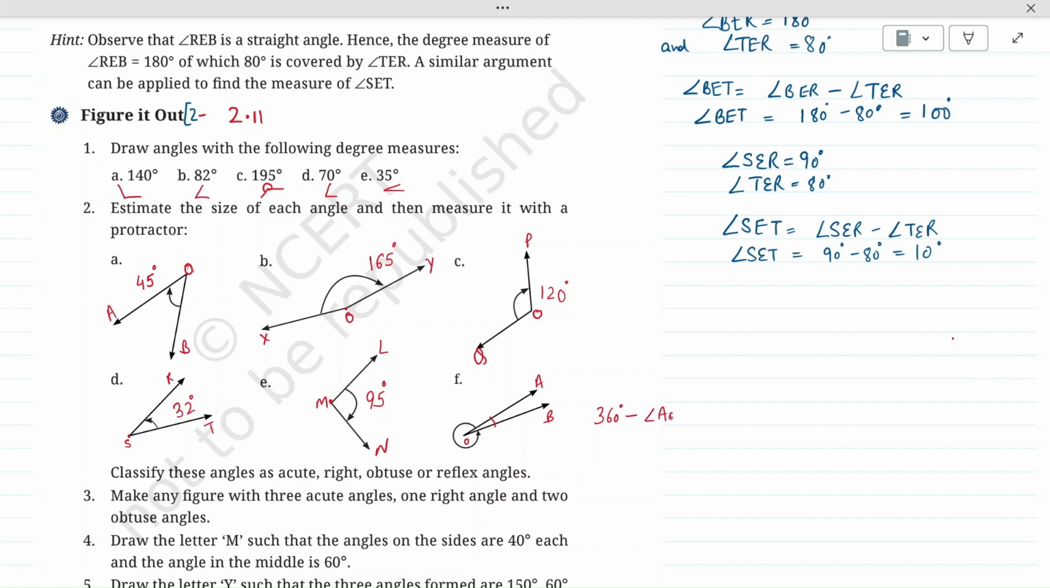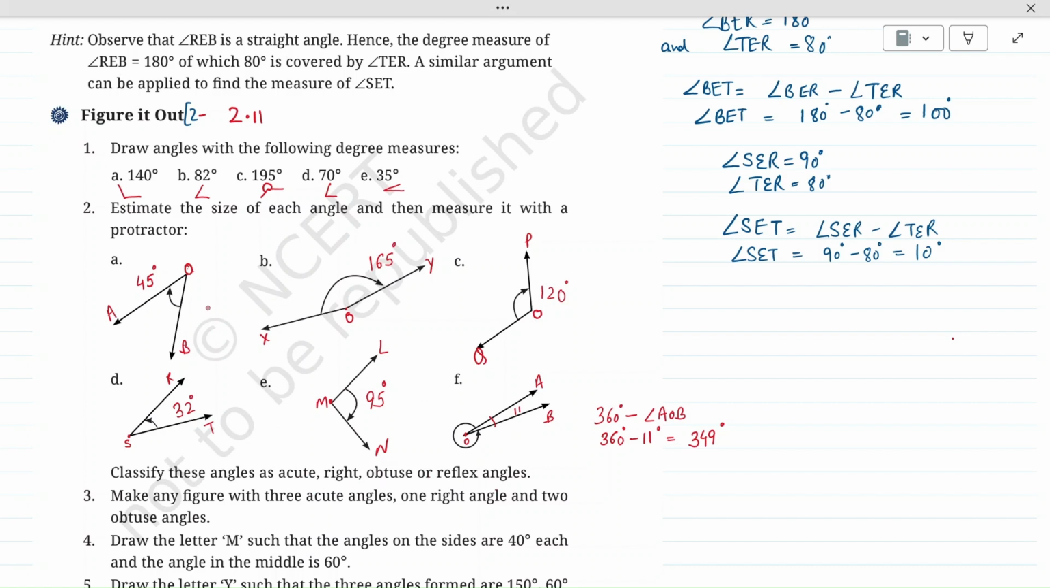360 degrees minus AOB will give us this angle. And how to measure AOB here? Keep the center of the protractor here in line with this, and we can measure this angle. This is somewhere around 11. So this will be 360 degrees minus 11 degrees. Okay, so this will be around 349 degrees.